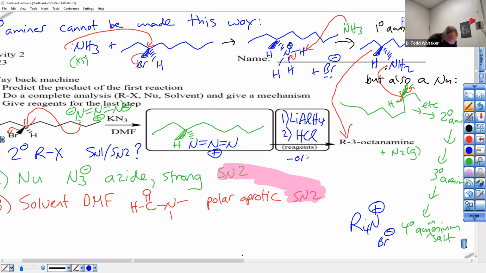In this case, H2/Pt also can work. And we need options for nitrogen because sometimes our first option doesn't work. H2 and nickel again.